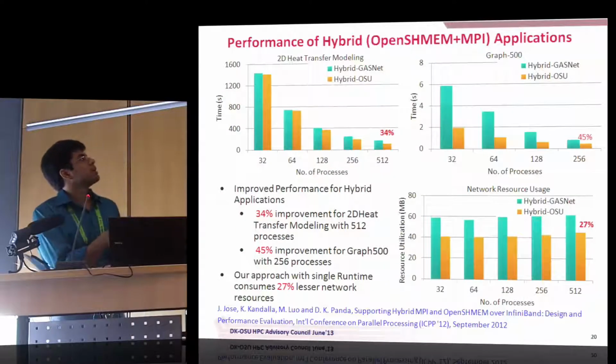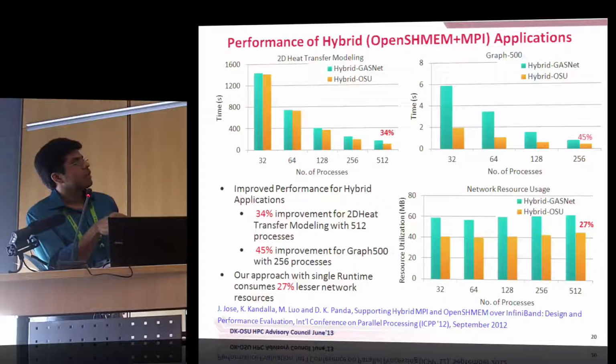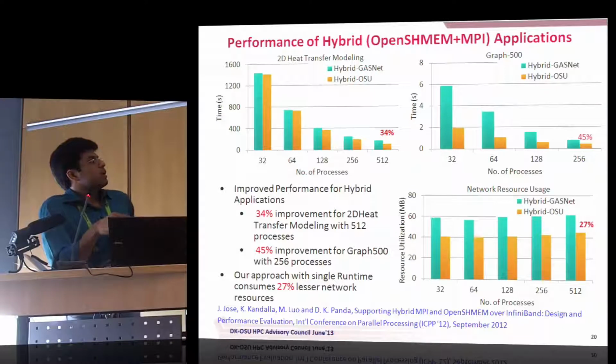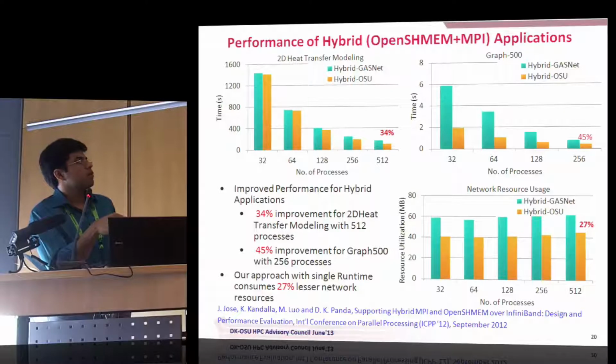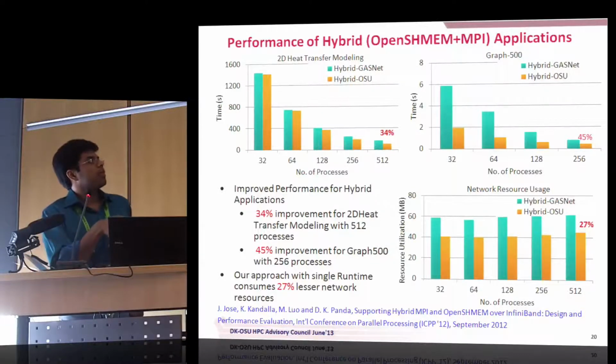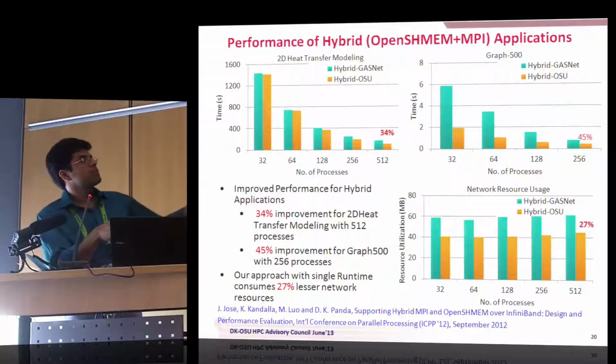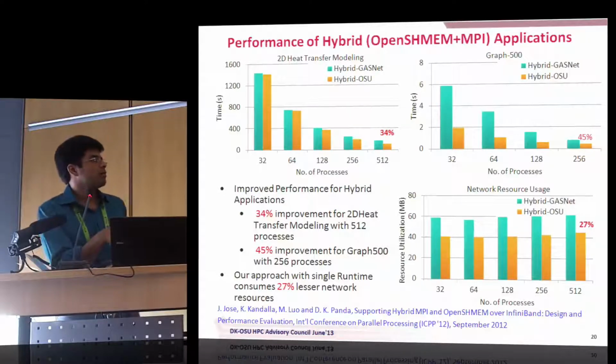Now let's look at some of the performance numbers. Here we look at the performance of a 2D heat transfer modeling application. We also look at Graph 500 and we study the network resource usage for the Graph 500 benchmark as well. We can see that by using the proposed new runtime, we are able to significantly improve the performance of the 2D heat transfer modeling application by up to 34% for 512 processes. Similarly, for Graph 500, we are able to show significant improvements in performance at scale. We believe that as the system size increases, the performance benefits seen here will increase.